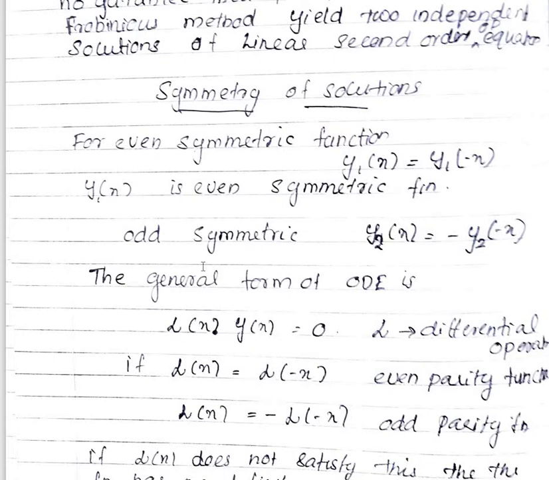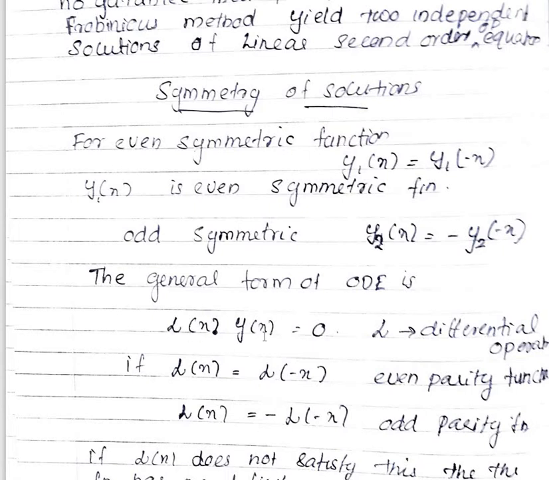The general form of an ordinary differential equation is L of x, y of x is equal to 0. So L is a differential operator. In the case of a second order equation, L is d square by dx square plus p of x d by dx plus q of x. It is the general form of that L of x, which is called a differential operator.